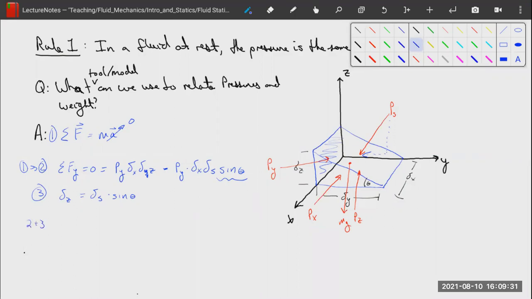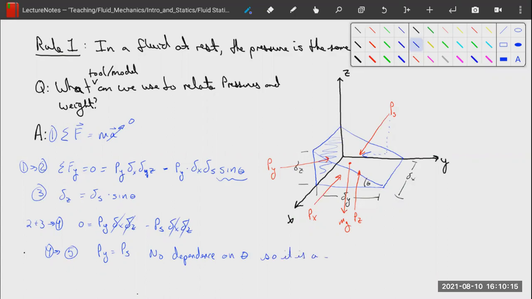So we get 2 plus 3 into 4, and we get that 0 is equal to Py delta x delta z minus Ps delta x delta z. And we get to do the most satisfying thing, I think, in your engineering classes anyway, and that is cancel out a whole bunch of stuff. And we find out that, 4 to 5, Py is equal to Ps. And you'll notice there is no dependence on theta. So it is a scalar.